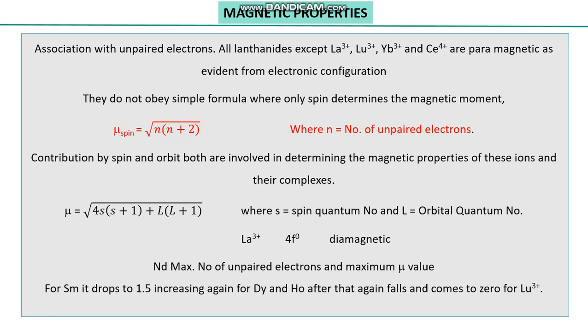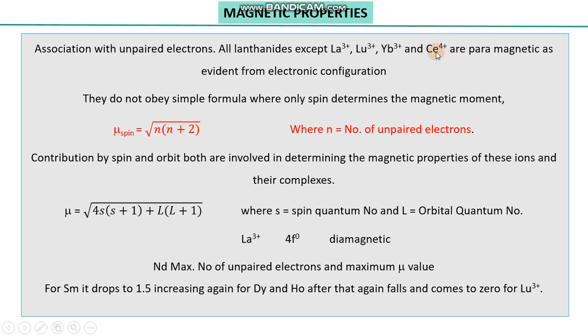So, in case of lanthanides, some members are diamagnetic. For example, lanthanum +3 is diamagnetic. Lutetium +3 is diamagnetic. Ytterbium and cerium +4 are diamagnetic. So three elements in the series in +3 oxidation state and one in +4 oxidation state are diamagnetic.